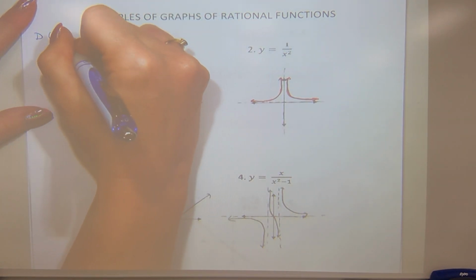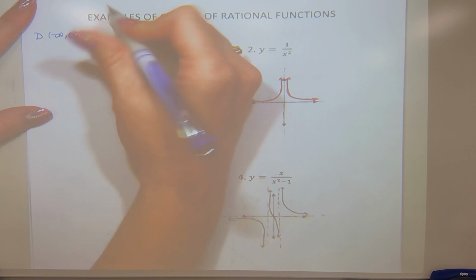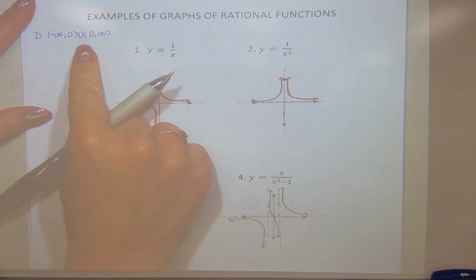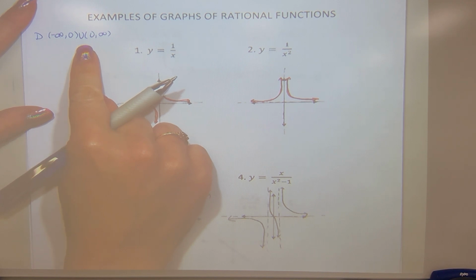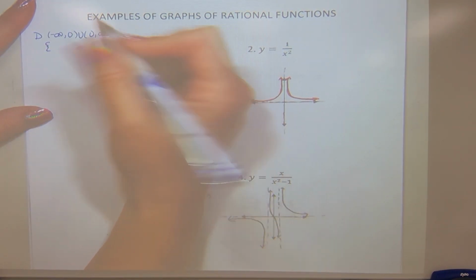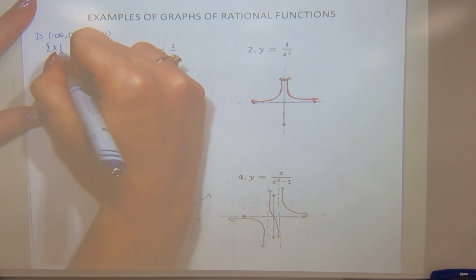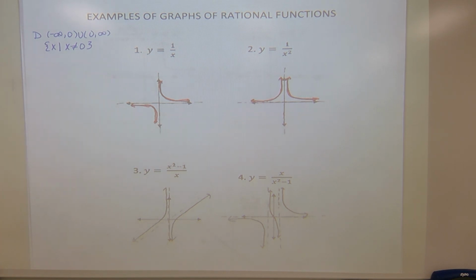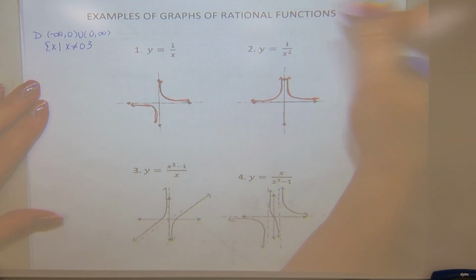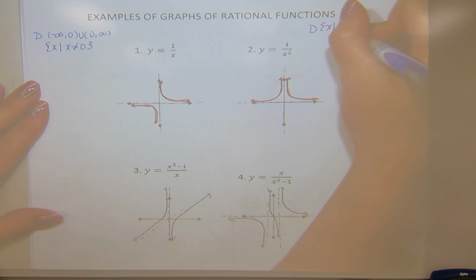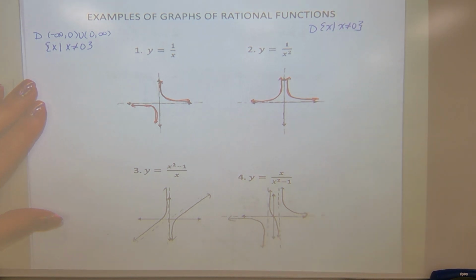If I want to write that as an interval, I say from negative infinity to 0 or 0 to positive infinity, where 0 is not included. A simpler way to write the domain is in set notation, where I say all values of x such that x is not equal to 0. So that's the domain of this function and function number 2 as well. My domain is everything but 0. All values of x except 0.